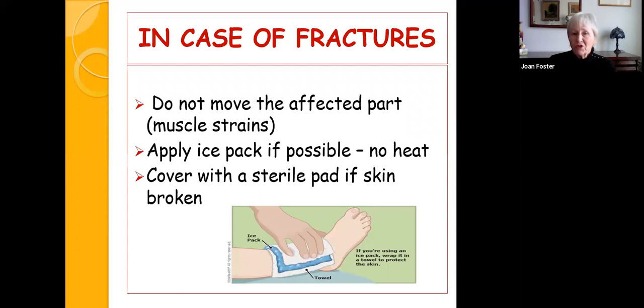So you need to protect that area with either a tea towel, a pillowcase, a sterile pad if you happen to have one in your house, but you just have to protect that skin if it's broken. The most important thing about fractures is that you just don't move the affected part. The person is not going to want to move it, and you're not going to want to move it either.